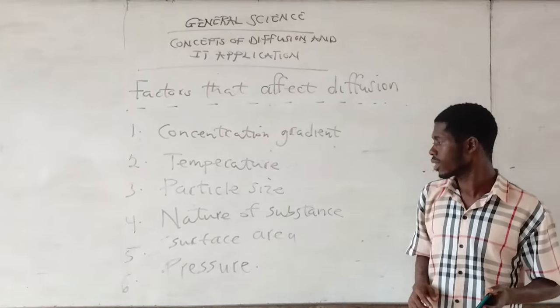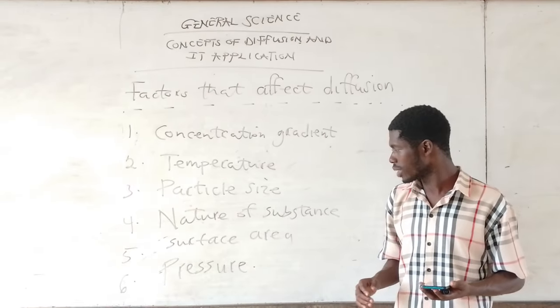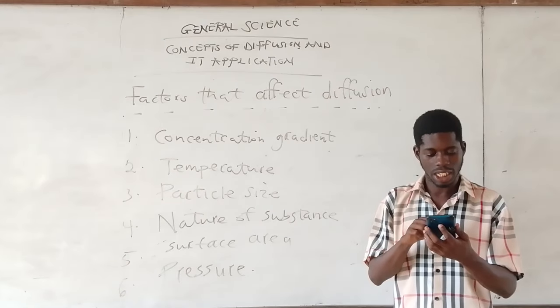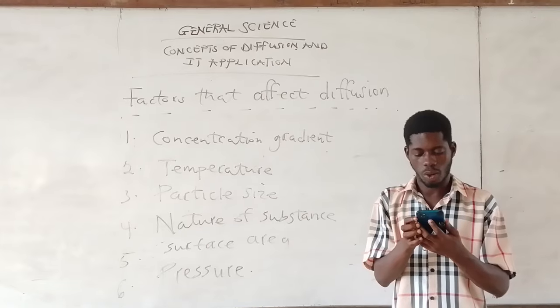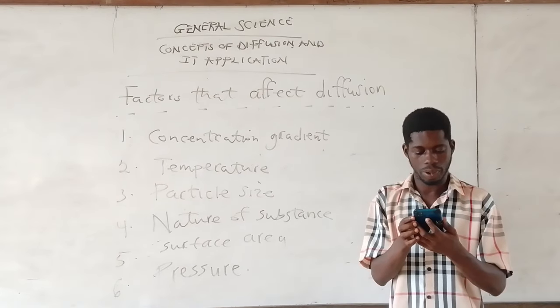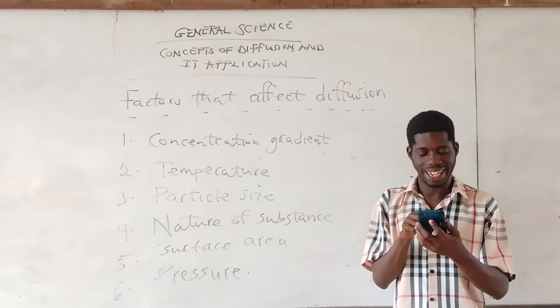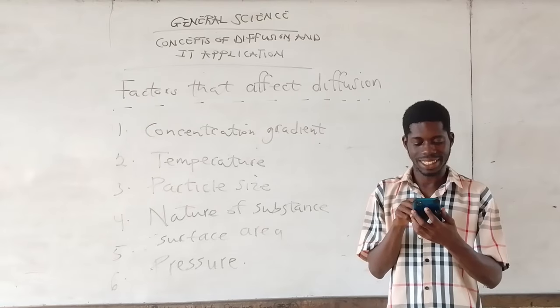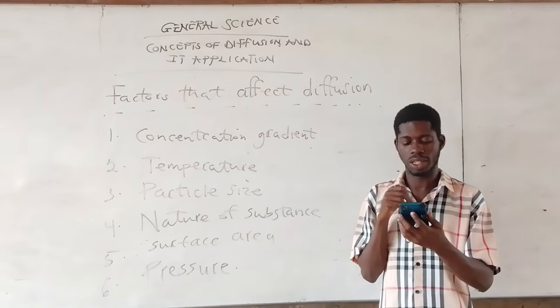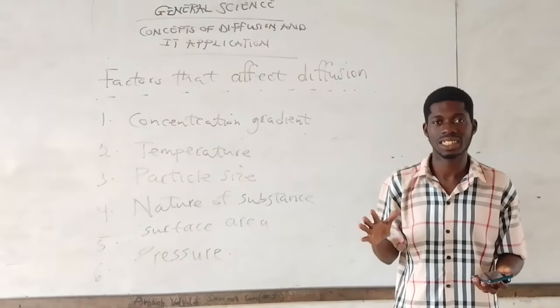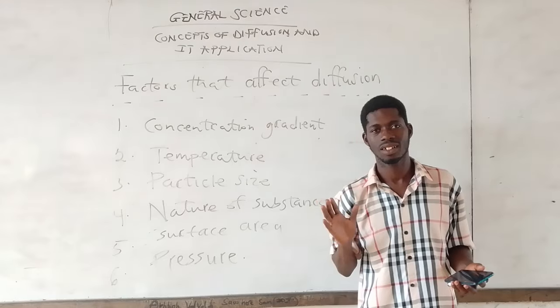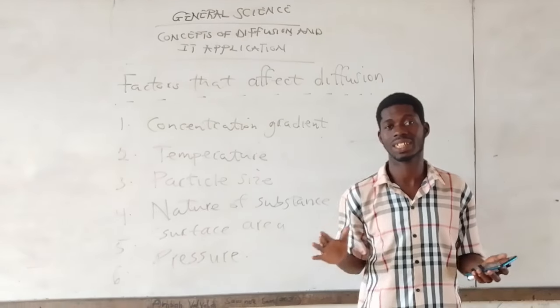Okay. Now let's come to nature of substance. It says diffusion occurs faster in less dense or viscous medium. For example, it occurs more rapidly in air than a thick liquid. So diffusion occurs faster in air.